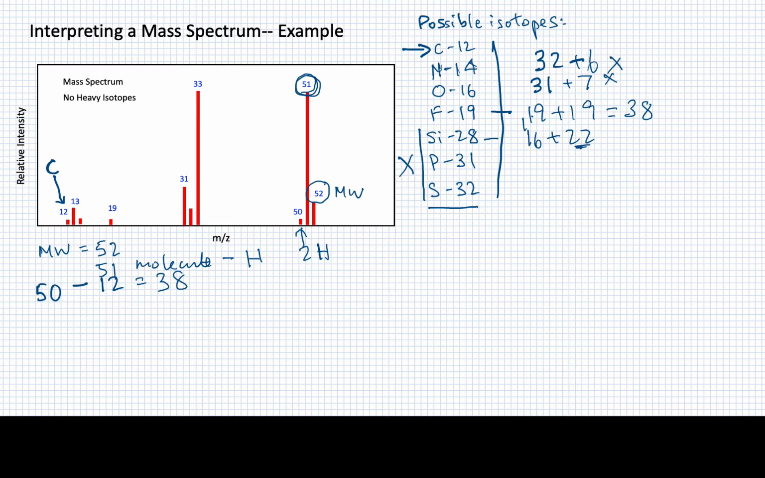And I'll invite you to try that with all of this list of isotopes. There's no way you can put 2 atoms together and add up to 22. So oxygen is out also.